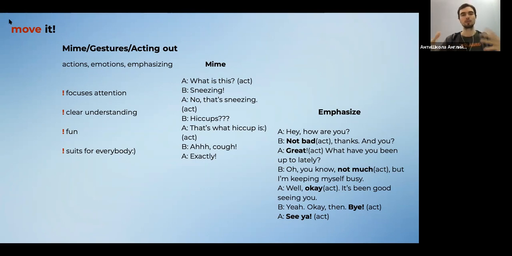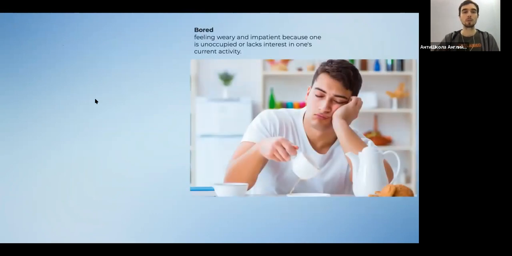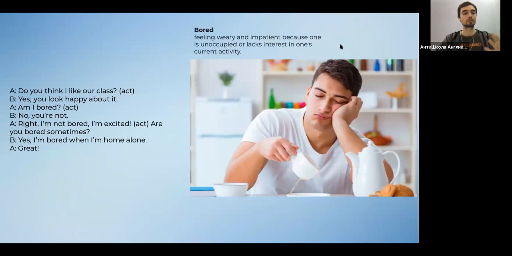Right, so different gestures to emphasize what you're saying. Probably millions of different situations when you can do that, but this is just an example. Right, so again, this word. We have this definition, we have the picture, but we probably understand everything from the picture. We don't need the definition again. So we can do something like that.